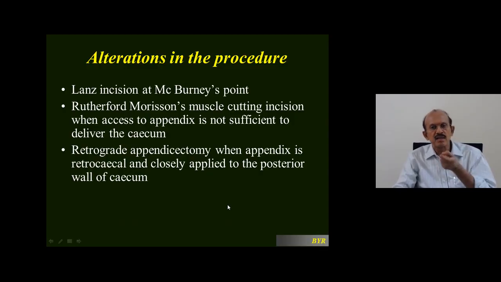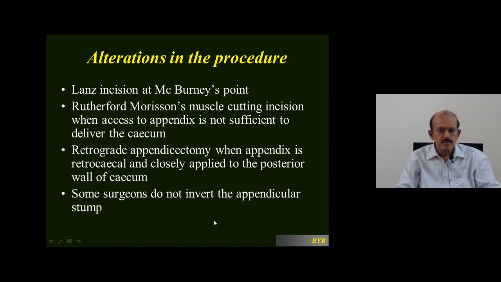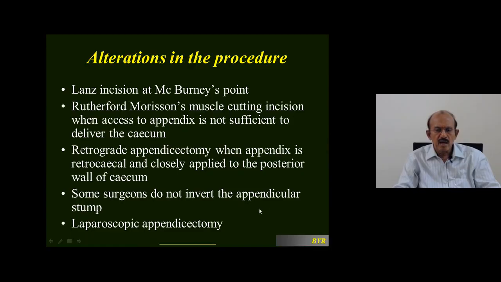Sometimes the appendix is retrocecal and very much adherent to the cecum. So you will not be able to get the tip out. So what you do, first you ligate at the base, hold the base and gradually dissect it away from the cecum. This is called retrograde appendectomy. So when you start the appendectomy dissection from the base and go towards the tip, then it's called retrograde appendectomy. Some suggest they do not invert the appendicular stump. This procedure can be done by laparoscopy also.